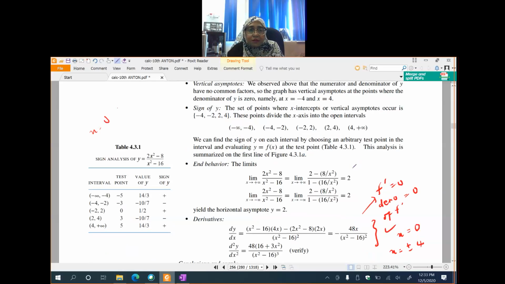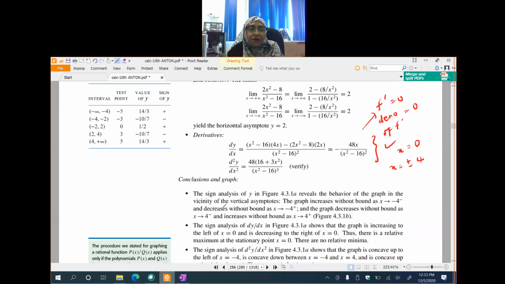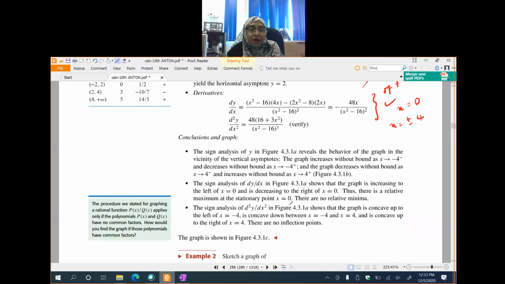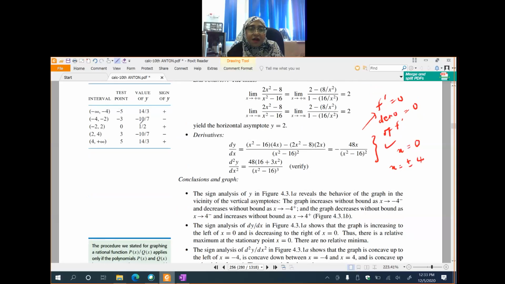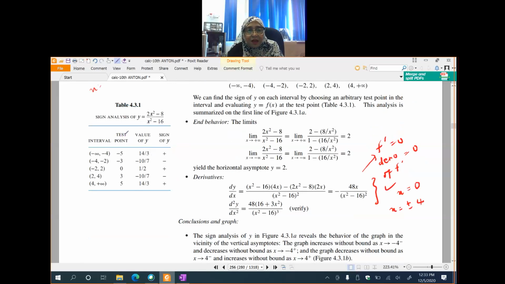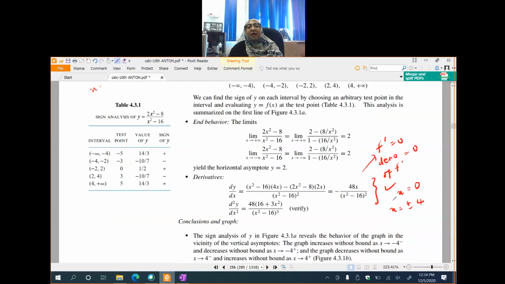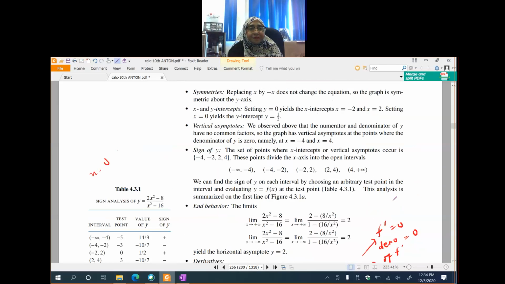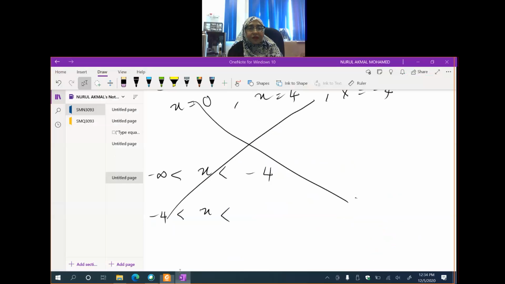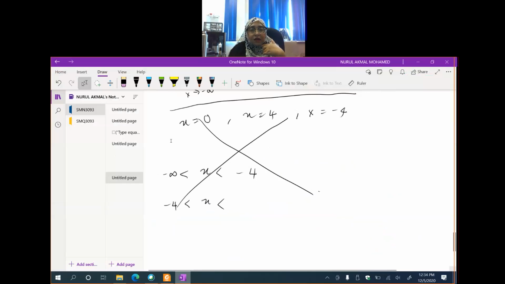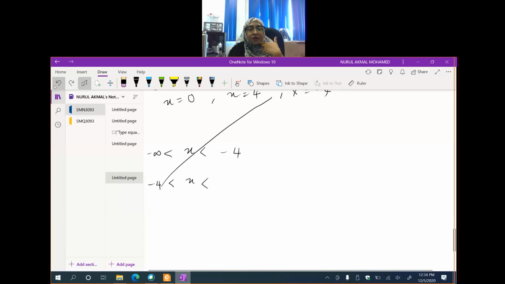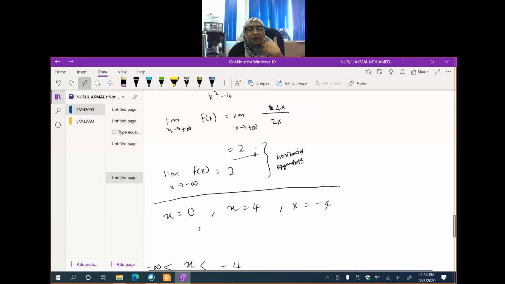I think let's try to do it our way, okay, instead of their way, because they use different table. Somehow here it has test point, this is value of y, and this is sine of y. It's not something that we always done. Let's just consider the intervals.